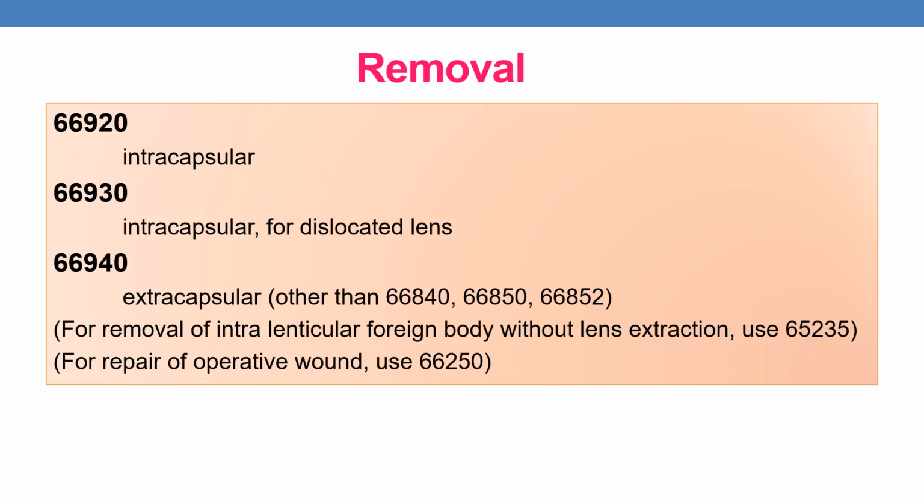The next exhibit is 66920. It deals with removal of lens material, intracapsular. The next is 66930. It deals with removal of lens material, intracapsular, for dislocated lens. And next is 66940. It deals with removal of lens material, extracapsular, other than 66840, 850 and 852. And for removal of intra-lenticular foreign body without lens extraction, you need to use 65235. And for repair of operative wound, you need to use 66250.